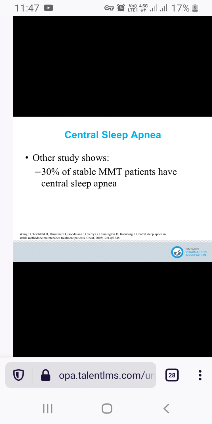There's been some other studies that showed about 30% of stable methadone patients have that central sleep apnea. That's a pretty high number for people who are stable and don't think they have any significant problem.